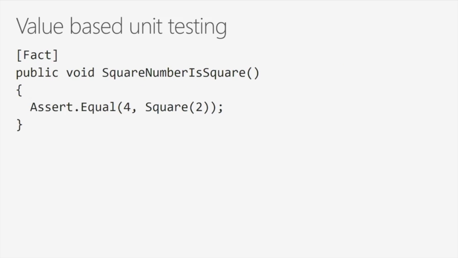So for those who are not familiar with unit testing, that's the kind of thing that you end up with. This is the xUnit framework. The Fact attribute says that this is a test, and we're just making an assertion about if we apply a certain method to a certain value, it produces a certain result. Everyone comfortable with that? Yep, awesome.